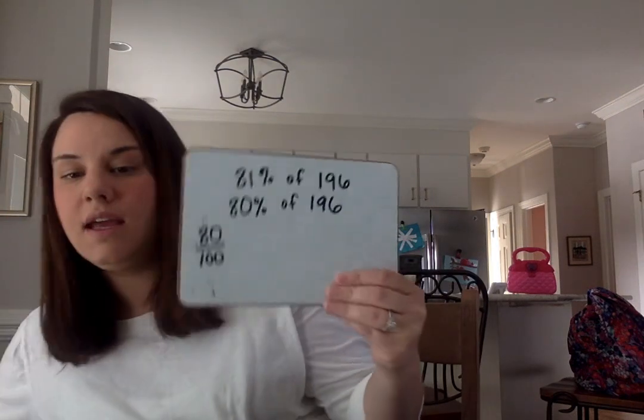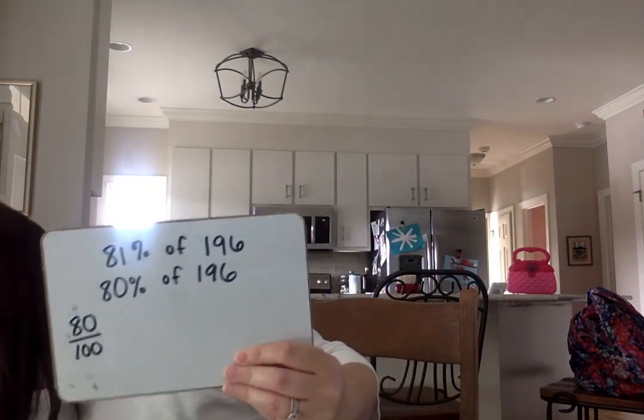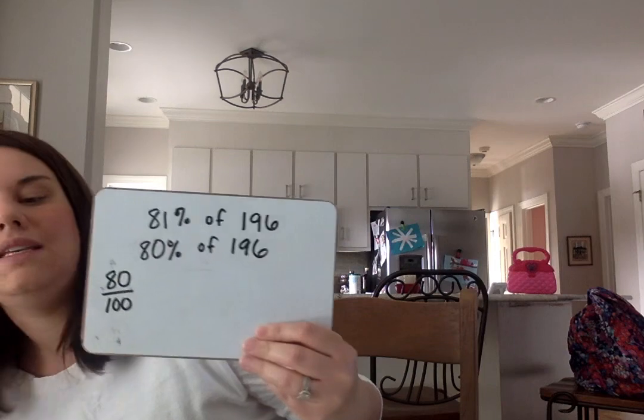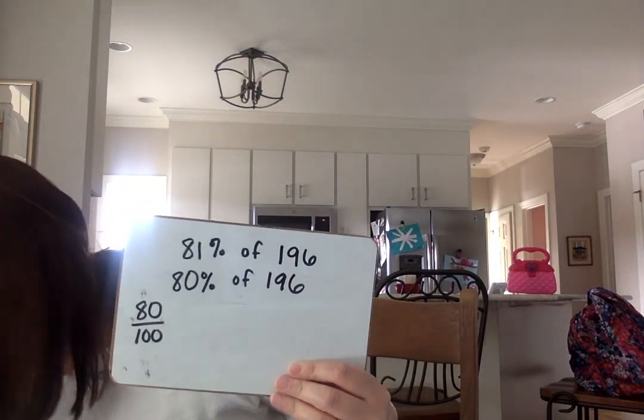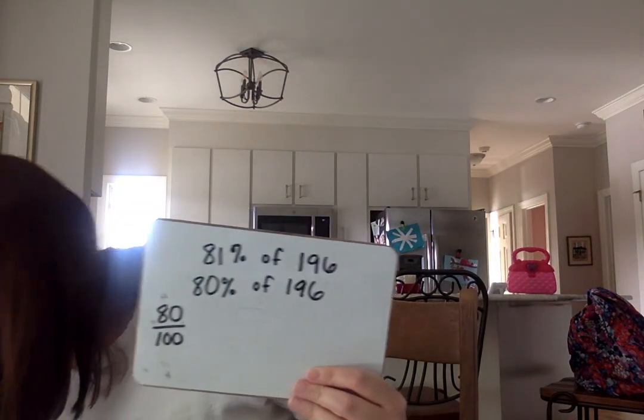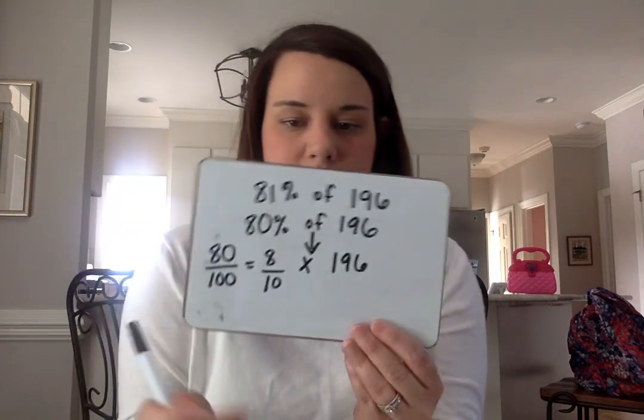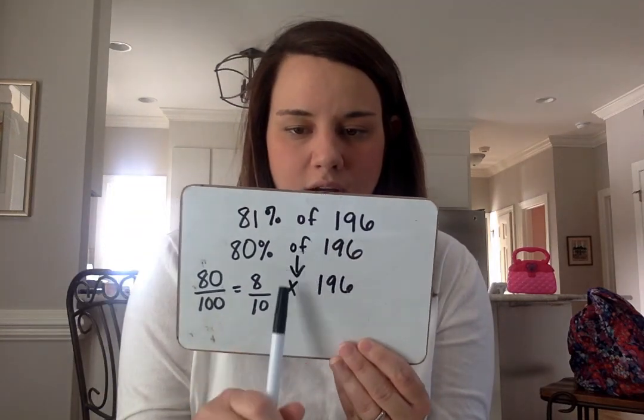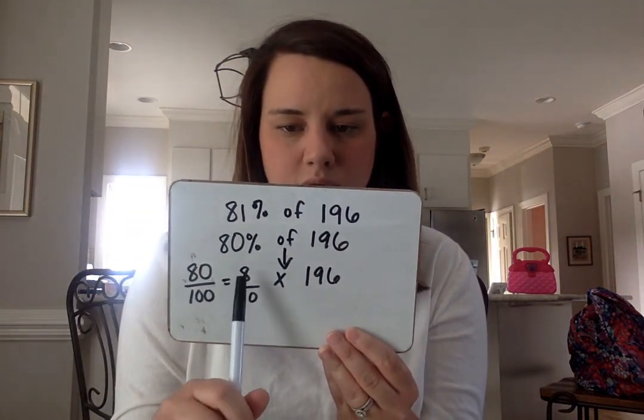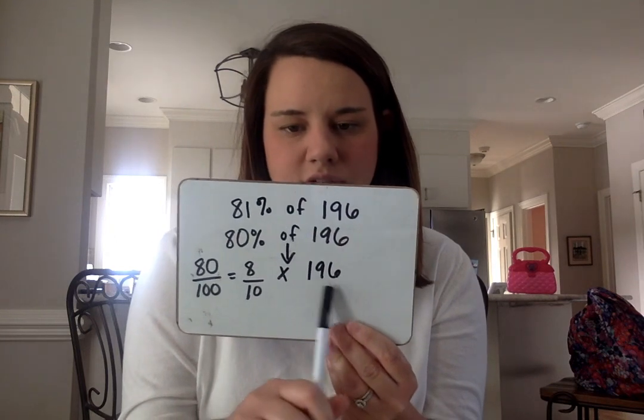And as soon as you see 80 out of 100, you should be thinking, what can I simplify 80 out of 100 to be, so it'll be a little bit easier to use? So how do you simplify 80 out of 100? It simplifies to be 8/10. So 8/10 of 196 is the same thing as multiplying. Anytime you have the word of here, you're going to change it to a multiplication symbol. So we're going to do 8/10 times 196.